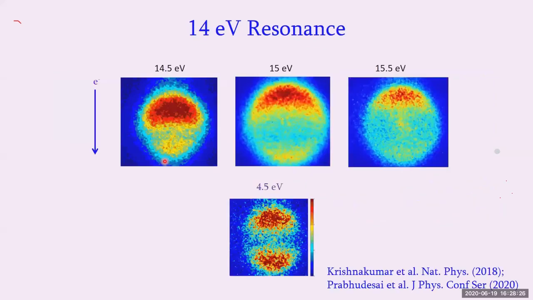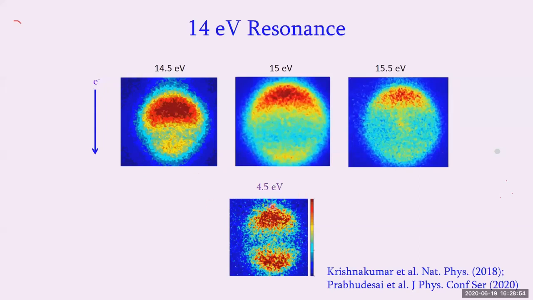But when you go to the 14 eV resonance, what we see is rather strange images, which of course show forward and backward lobes, which shows that it has a Σu symmetry, unlike the Σg symmetry which electron scattering data showed. But more importantly, what we see here is that there is a strong forward-backward asymmetry in the images. So these are three energies I have seen.